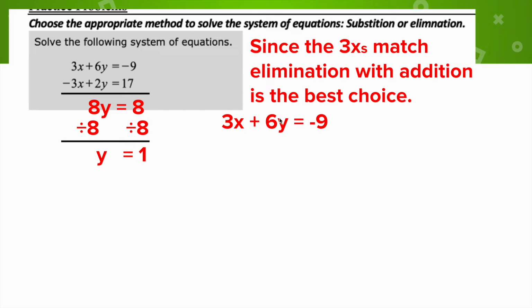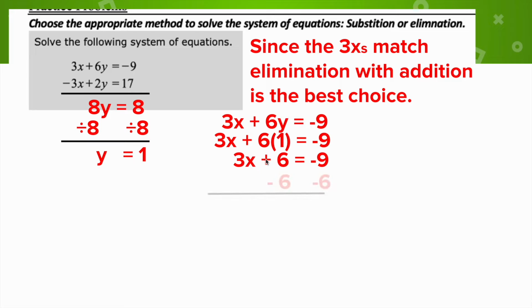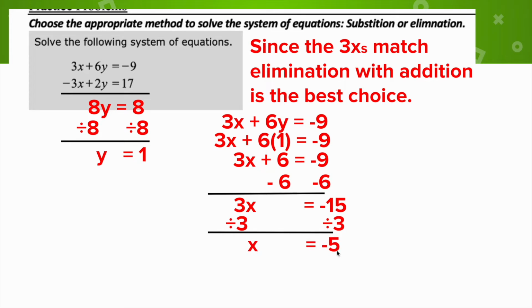And I'm going to plug in y. So I have my 3x plus 6y equals negative 9, but I know y is 1. So I'm going to plug 1 in, and then 6 times 1 is 6. So now I have 3x plus 6 equals negative 9. I'm going to go ahead and solve for x. So I'm going to subtract 6 from both sides. So I'm undoing that plus 6. And then I have 3x drop down. 6 minus 6 cancels out. Negative 9 minus 6 is negative 15. And now I'm going to undo that multiplication with division. So 3 divided by 3 cancels. Negative 15 divided by 3 is negative 5.